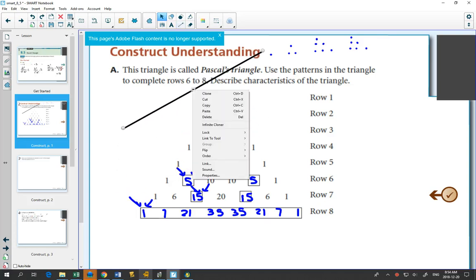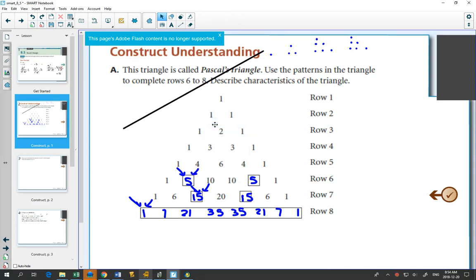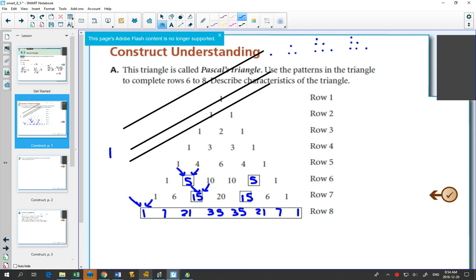Okay, so let's take this line. Let us clone it. And if we take this line and drag it until we hit a number, we hit the number 1. We take it again and drag it until we hit the number 1. And if we do it again until we hit numbers, this time we hit a 1 and a 1.